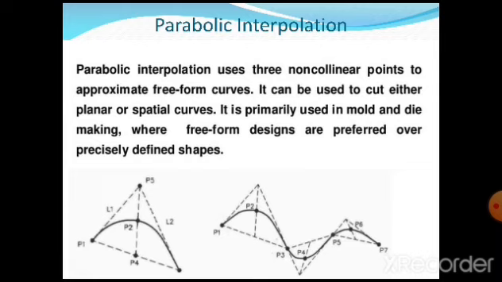All of you have already learned this. Parabolic is one of the paths that is generated in the case of engineering curves when you study engineering graphics subjects. The same one here. Parabolic interpolation uses 3 non-collinear points. So here you are going to see P1, P2, P3, P4, P5, P6, P7, which have been designated as part of a parabola. Parabolic interpolation uses 3 non-collinear points to approximate free-form curves.